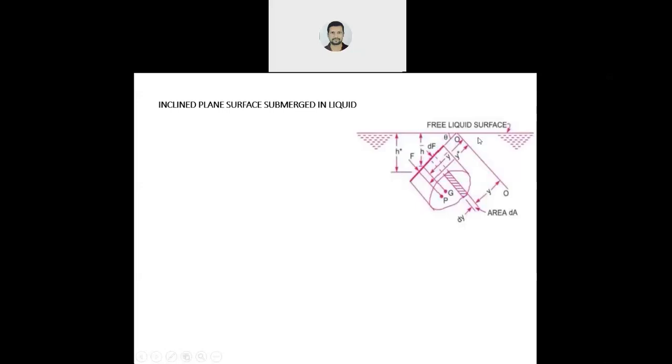Here the inclined distances are y, y bar, y star. But when we take vertical distances, they are h star, h bar. When you take inclined distance, they are y bar, y star, y. But when you take vertical distance, it is something different: it will be h star, h bar. So you have to find all these things.